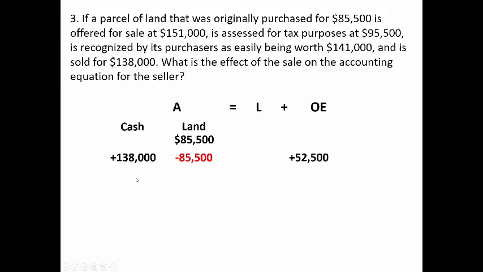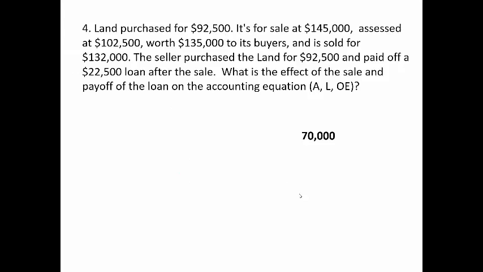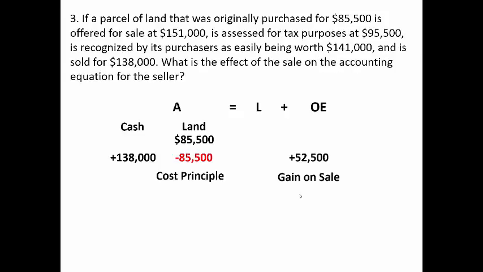and that gain on the sale is going to be $52,500, and so they want to know what is the effect of the sale on the accounting equation for the seller. Well, what happens is, like I said, that was the cost principle we used to take the land off the books, and the effect of this transaction on the books of the seller would be that both sides went up by $52,500.